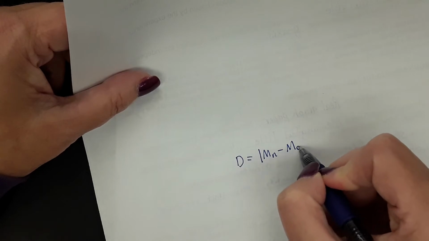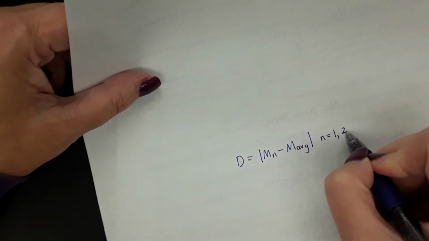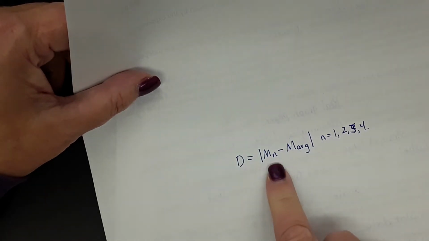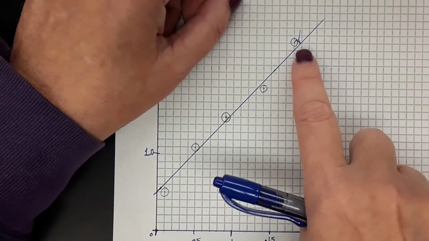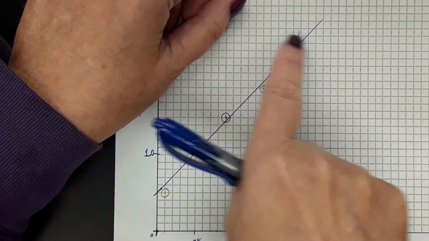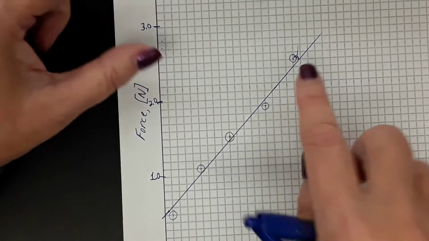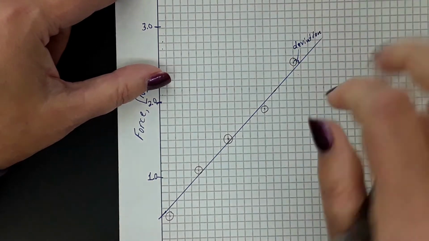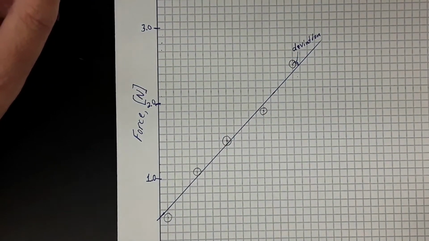What did we say this was in our study of error? This is the deviation. This is how far any single measure is from the average of the measures. So this space is the deviation of that point. Every one of these points has its own deviation. Isn't that kind of slick?